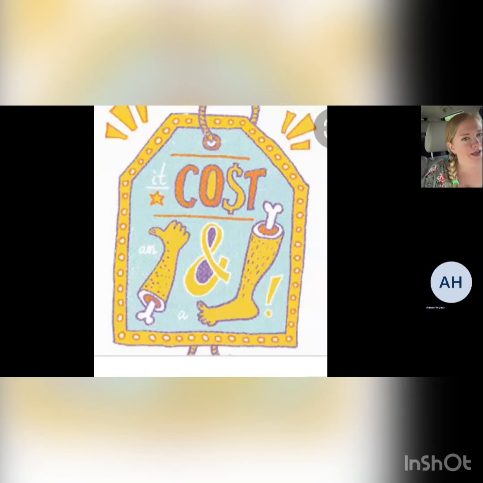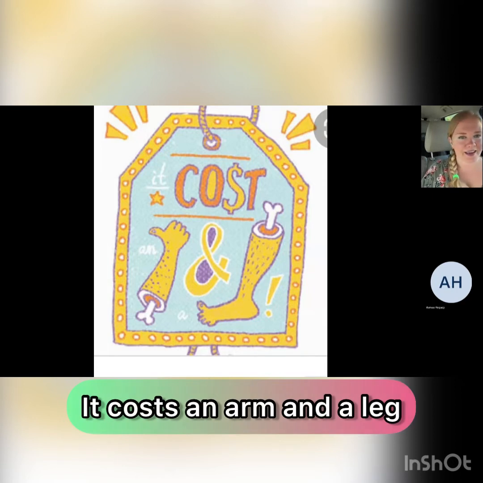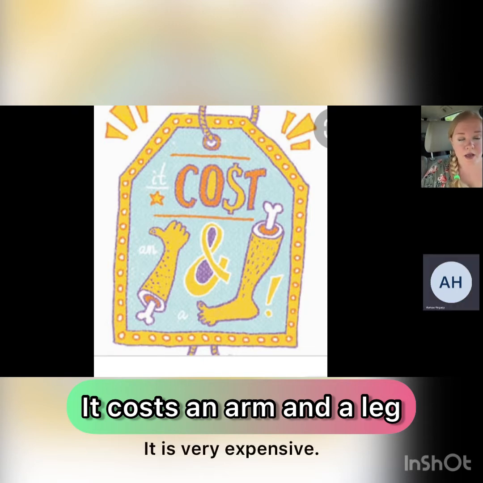This one would be it costs an arm and a leg. It means that you're paying for something that you can't quite afford. You would literally be passing over body parts to pay for it. It actually can have another meaning. It means very expensive. I'm going to give you an example. I bet that coat cost her an arm and a leg. Good. Very well done.